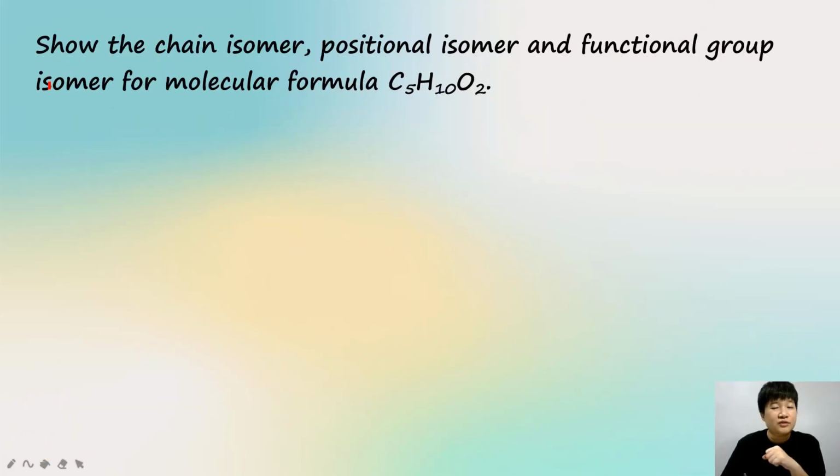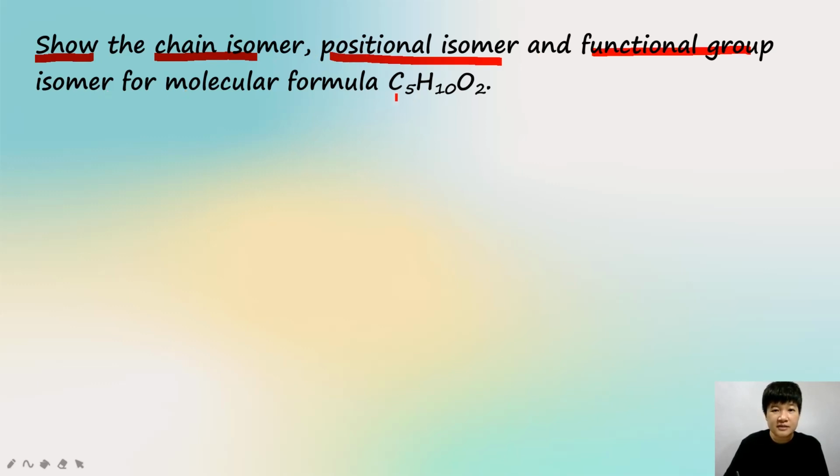Next, let's try to do some exercise. I give you two types of question over here. So if you encounter different type of question, okay, you can always ask me in the comment below. So, show the chain isomer, positional isomer, and functional group isomer for the molecular formula C5H10O2. C5H10O2 is obviously your COOH and also your COC.